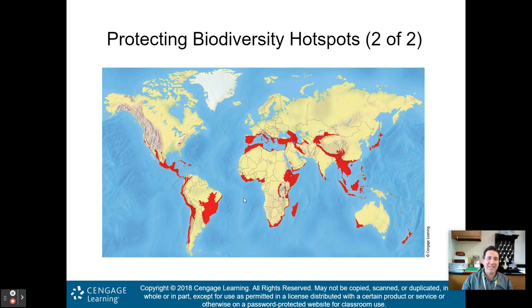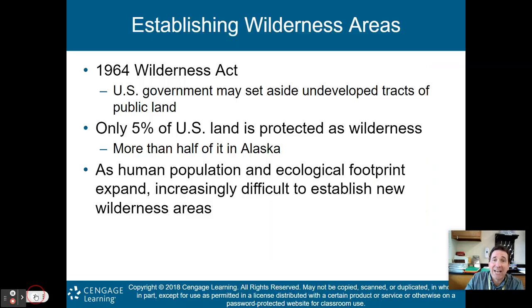So again, the point is to really hone in on these areas and protect these areas, because if you start here, obviously we need to protect everything, right? But at least if you start with these biodiversity hotspots, you would save half of our flowering plant species and what, 42% of our terrestrial vertebrate species, as they are living in these little areas. Again, about 2% of the total coverage of planet Earth. So again, something to think about there. So one of the things is to establish wilderness areas, all right?